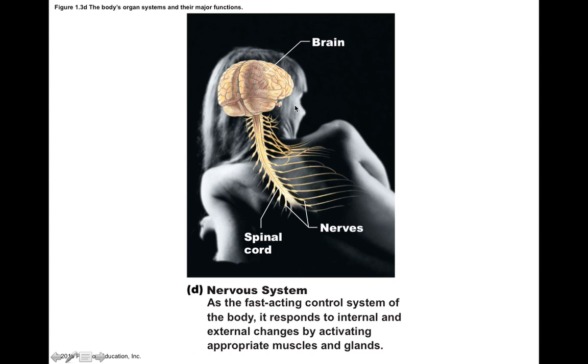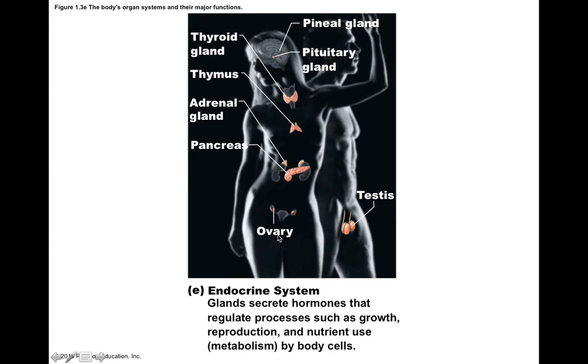And what it does is it basically controls your body by activating specific muscles and glands and helping you to survive. Now, the endocrine system is similar to the nervous system in the sense that it's actually involved with communication. However, the endocrine system is more of a distributed system of glands that release hormones, which are chemical messengers that are used to help you grow or reproduce or have adequate nutrient use. So it's involved with metabolism as well.